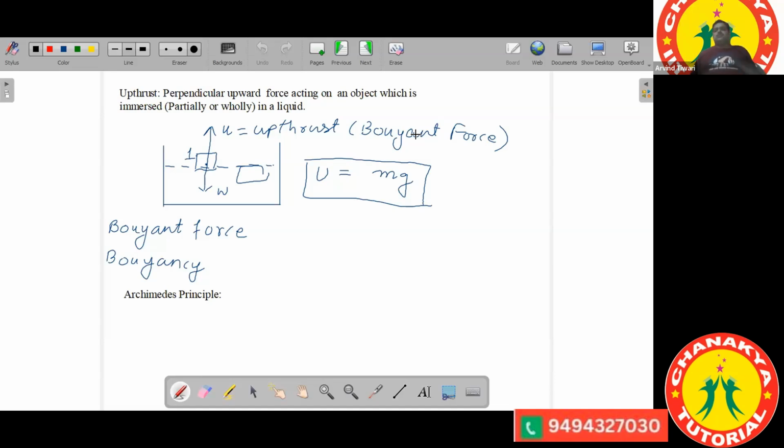So this upthrust or buoyant force acts on objects which are immersed in a liquid. Not all objects, only the objects which are immersed in a liquid or fluid experience an upthrust. This is the property of fluids: the property of fluids to exert an upward force on the objects immersed in them is called upthrust or buoyancy.